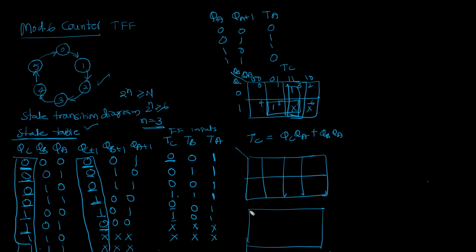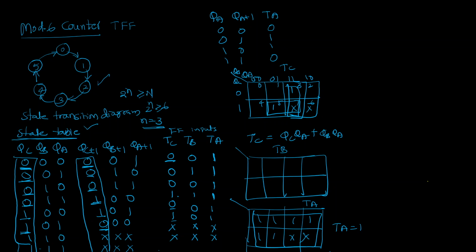What I do is, I try to get the expression. This is for TB, this is for TA. Enter the values of TA. What of this, that is the TA? All are ones. These are don't cares, rest all are ones. So what is the TA value? TA is equal to 1. Directly the answer.